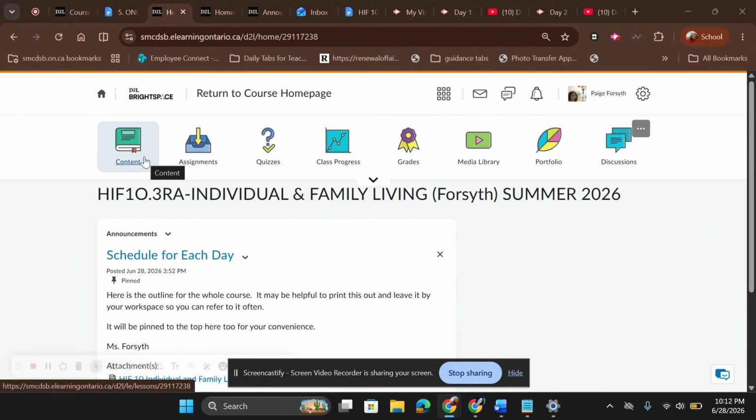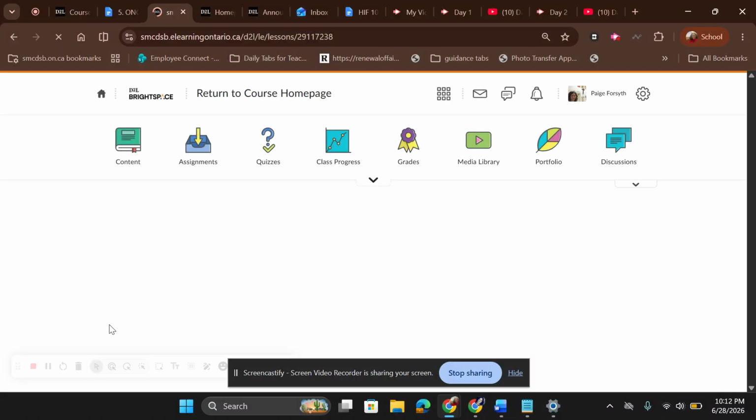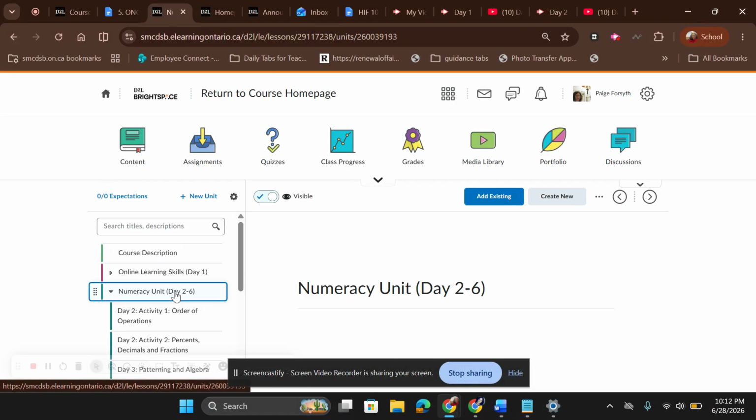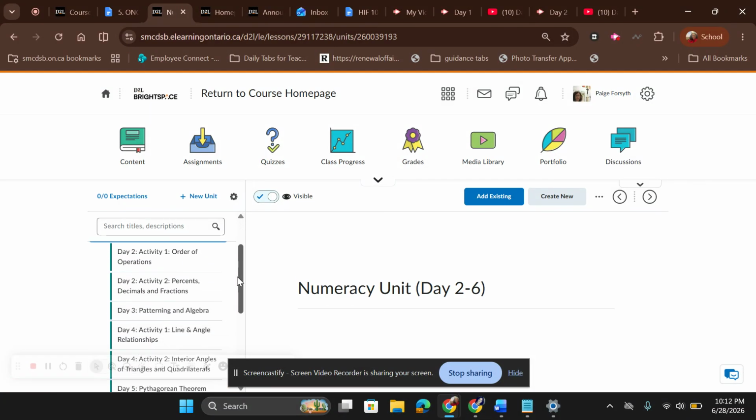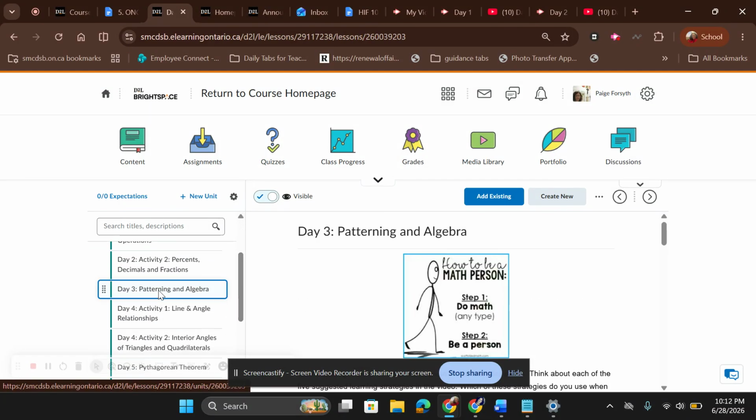Alright, welcome to day 3. So we'll go through the content again. Day 3. Continuing on with our numeracy unit. Day 3 is patterning and algebra.